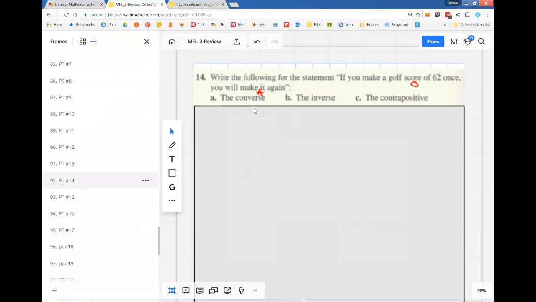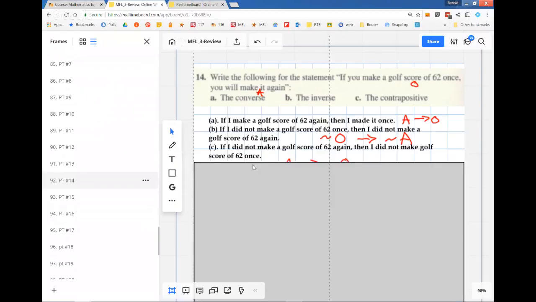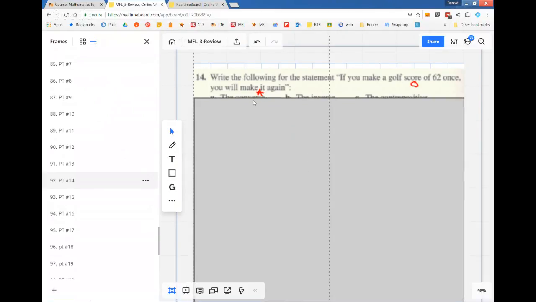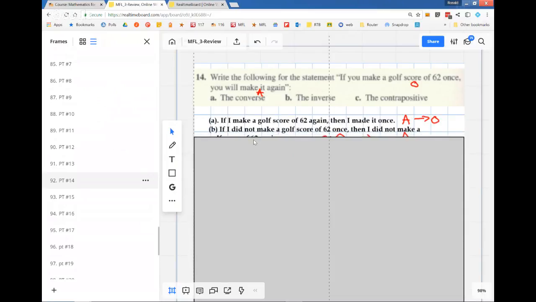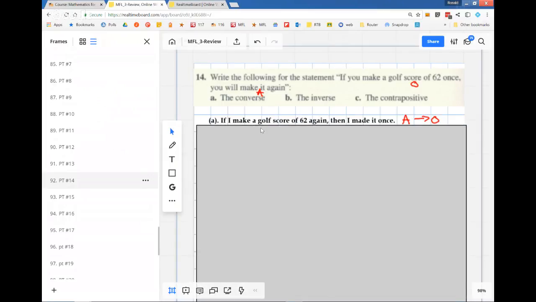All right, so here I used the symbols. The way the statement is originally, it's like if O, then A. If O for once, then A again. So there's the original statement. The converse is, if A, then O. You just literally reverse it.